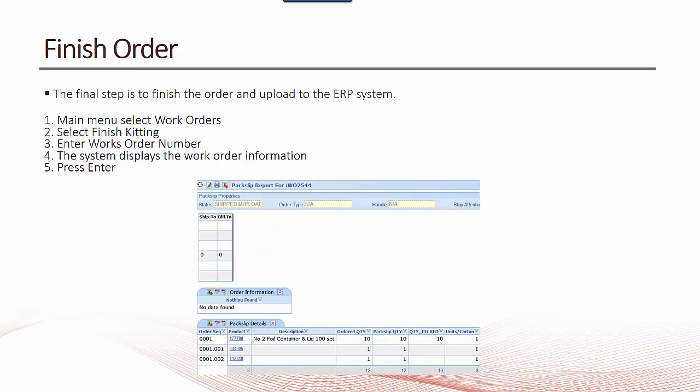The final step is to finish the order. The handheld function finish kitting is used for this. Once finished, the order will be shown as shipped and uploaded. I've listed here the steps for the finish kit function.